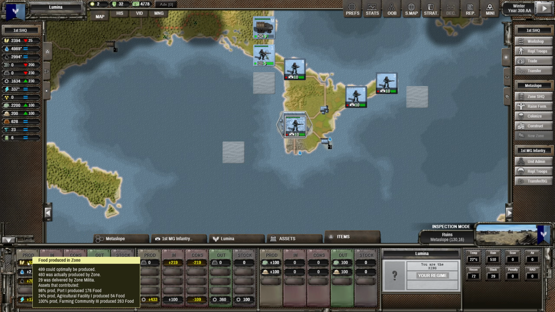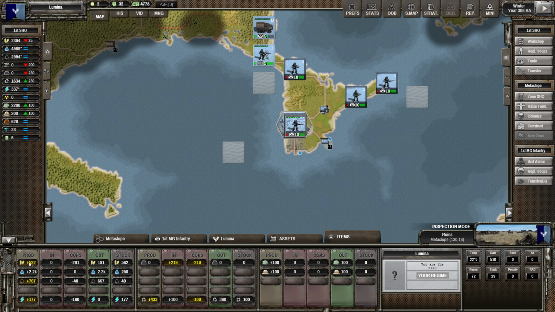For food, this is the overall net food that you've got. This is how much is coming into the zone. This is how much is being consumed in the zone. This is how much the zone is delivering to the SHQ. This is an important point, because the SHQ is what moves everything in your empire.